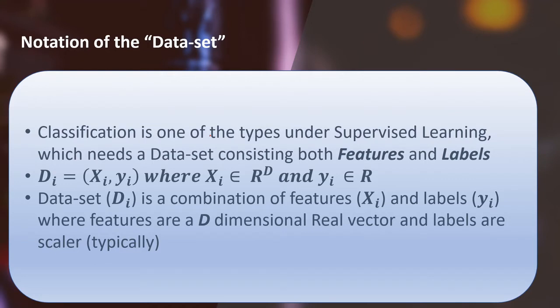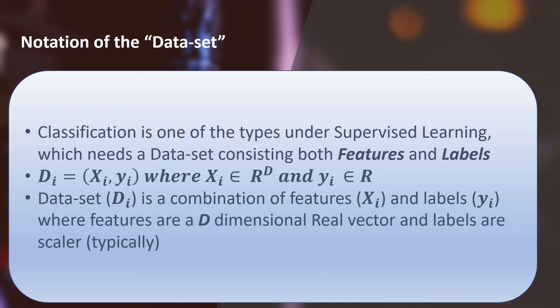Any machine learning model needs a data set for training, right? So there should be some notation of the data set. As I have mentioned, this is a supervised learning technique, so it needs both inputs and outputs, right? From here on, we won't say input and output. We will say features and labels. Our data will comprise two things: feature and label.